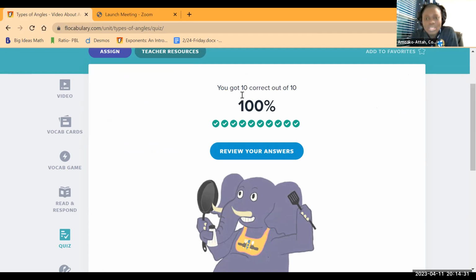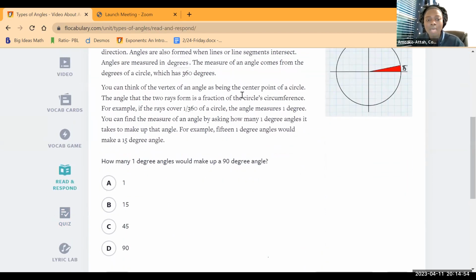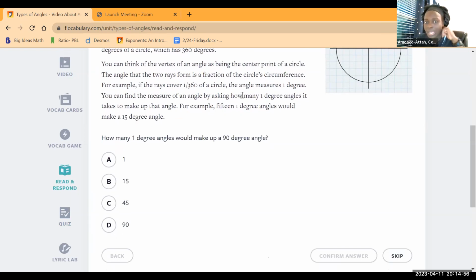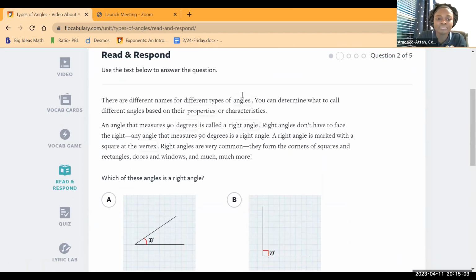All right, so now you know what an angle is. You know the various types of angles. You know the degree, the unit for measuring angles. You know the instrument for measuring an angle, and so many things about angles. So I'll leave you to practice more questions on your own, but I'll leave you with this question: how many 1 degree angles would make up 90 degrees? That is 90. Okay, let's see whether we can answer just a few of them.